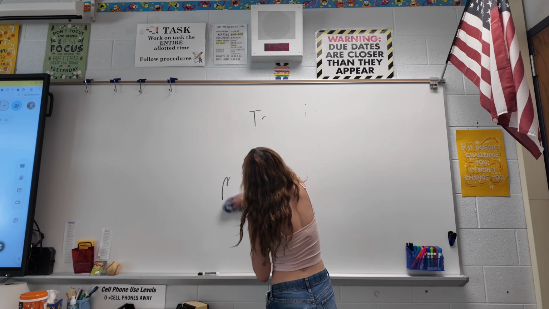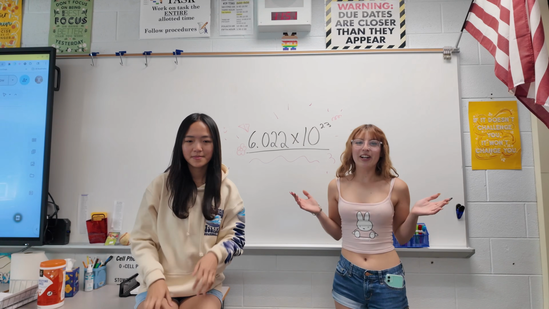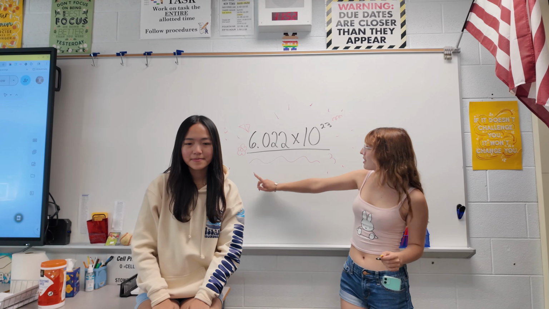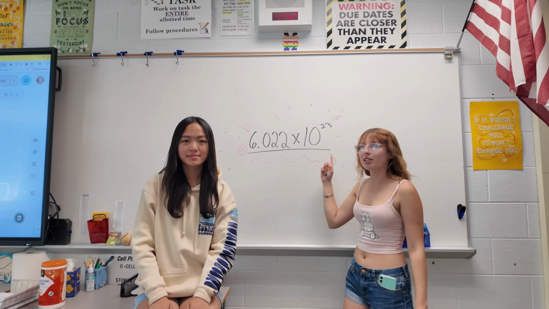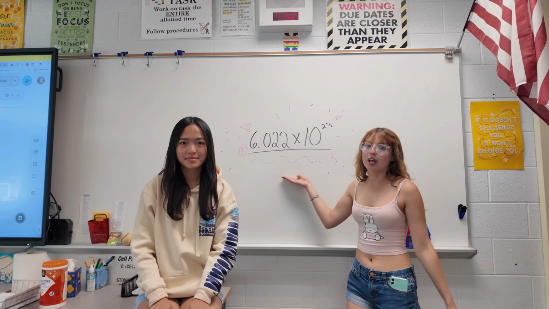First video. Today we'll be covering Unit 1 of AP Chemistry. Topic 1.1: Moles and molar mass. A mole is a very large number of particles, approximately 6.022 times 10 to the 23rd particles, molecules, whatever you want to count. This is called Avogadro's number.